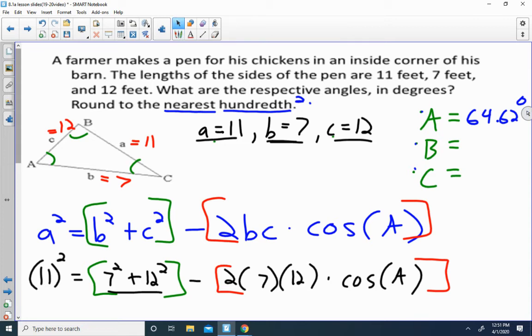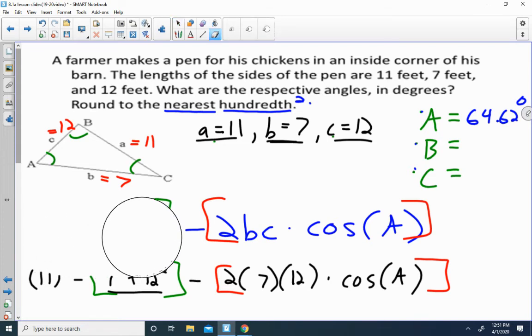All right. Woo! We got the law of cosines done. Woo! Okay, I'm going to erase the work so I can make room for the rest of the work.